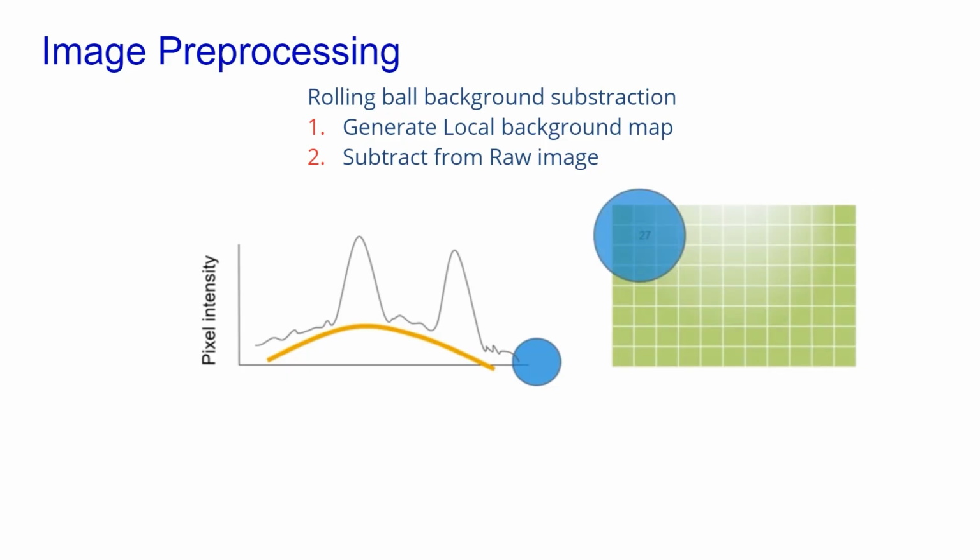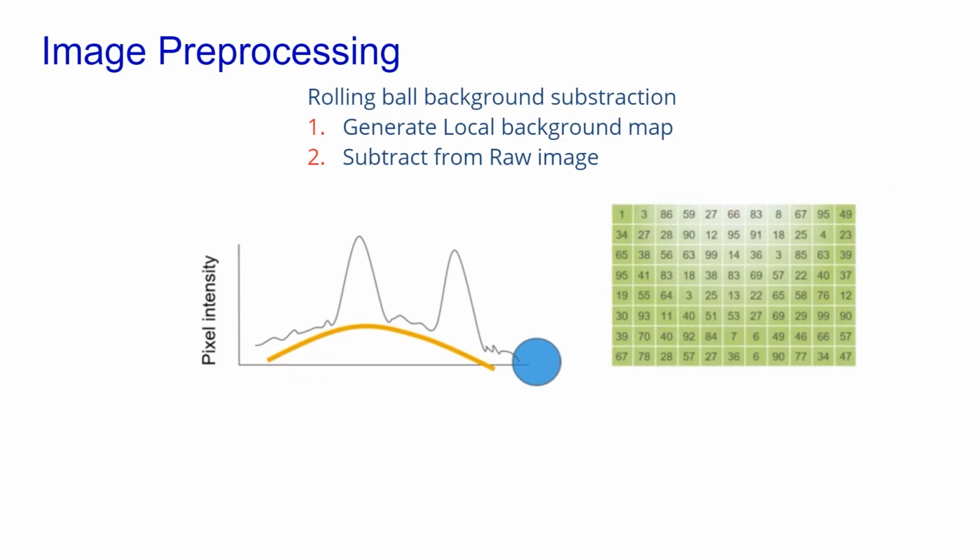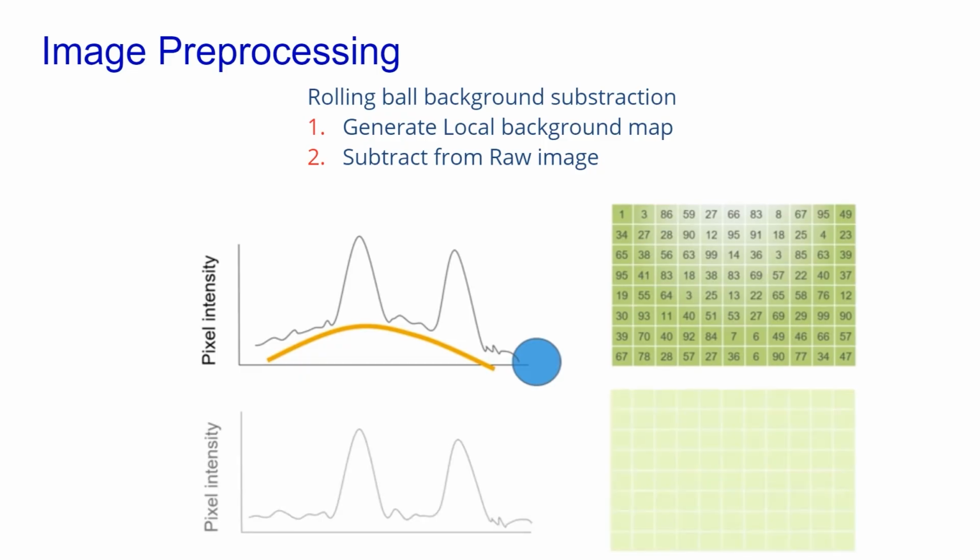The algorithm places a ball over the image and calculates the average pixel intensity within the ball. It then rolls the ball across the entire image, updating the intensity at each position. This process generates the background map, which represents the calculated values. Once the background values are quantified, they are subtracted from the original image to remove the uneven background signal, resulting in a smoother final image.